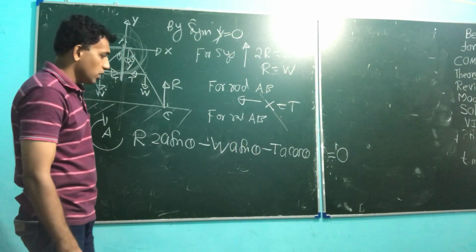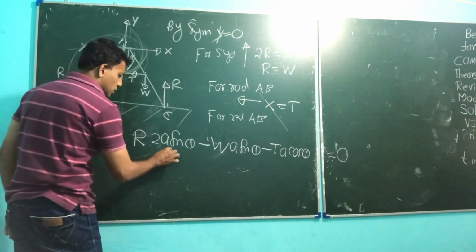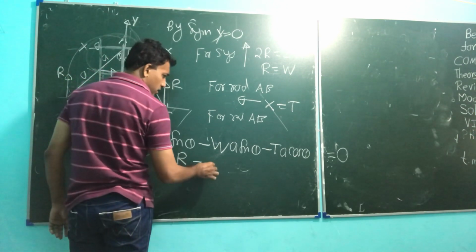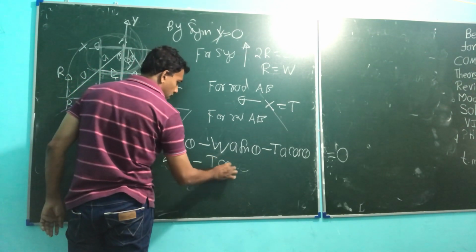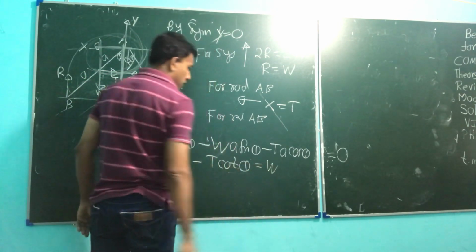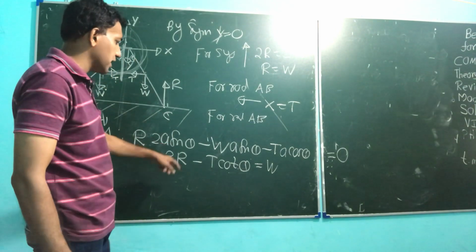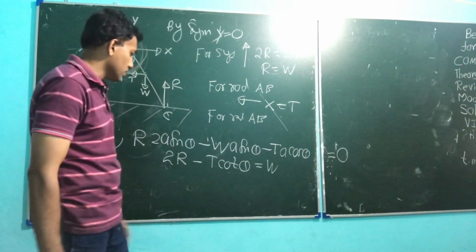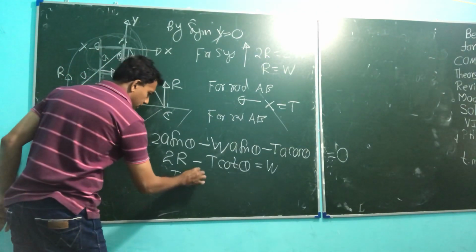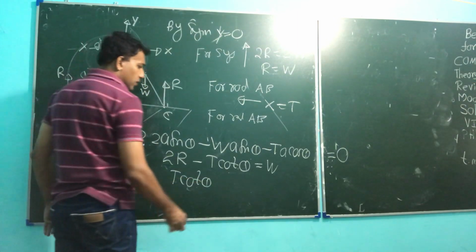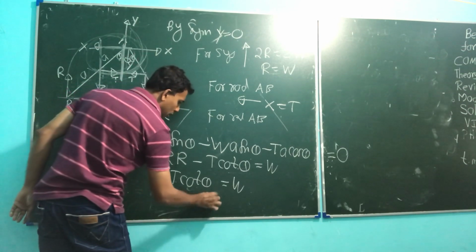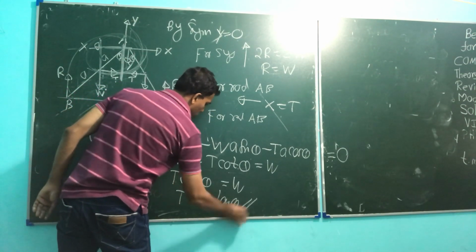Find the T therefore. Divide by sin theta. 2R A minus T A cot theta, divide by A sin theta. What is 2R? 2W. Simplify therefore: T cot theta equals W. Therefore your tension in the string is W tan theta. Okay, important problem.